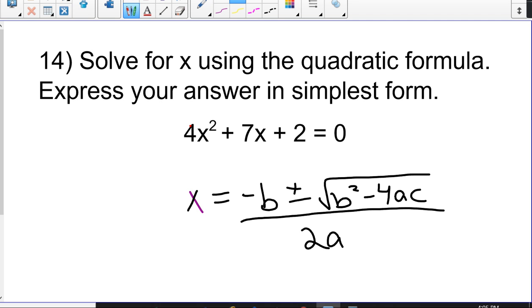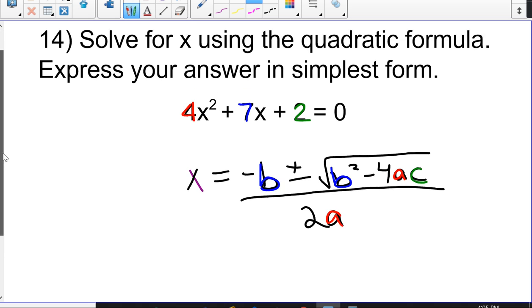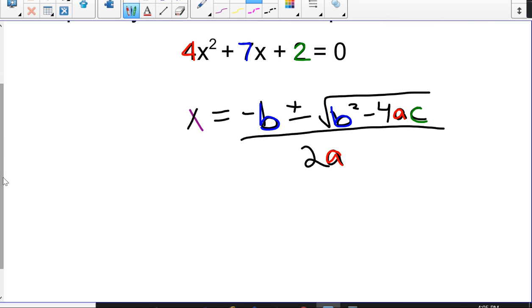So a in this equation is 4. There are 2 places in the formula where we have a, so those 2 places are going to have to be substituted with 4. b in this equation is 7. b is in our formula twice, so in those 2 places, we'll substitute 7. And c is 2, so we'll have to substitute c with 2.